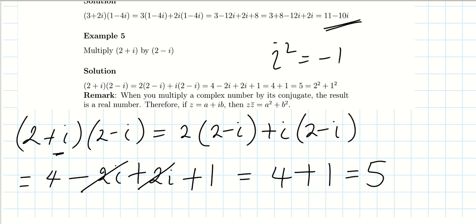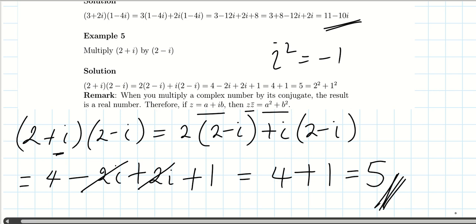So on the remark here, you can see that when you multiply a complex number by its conjugate, the result is a real number. Which we have that z times z bar is the same as a squared plus b squared. So that gives us the multiplication of the complex number.